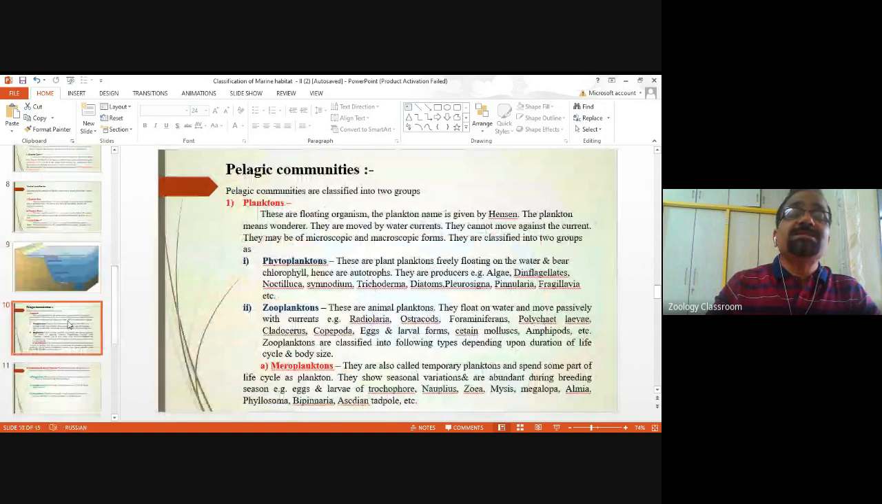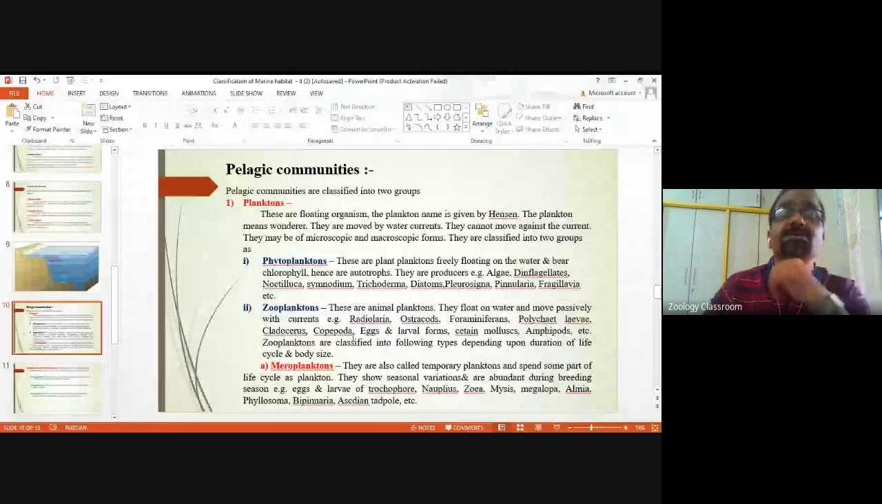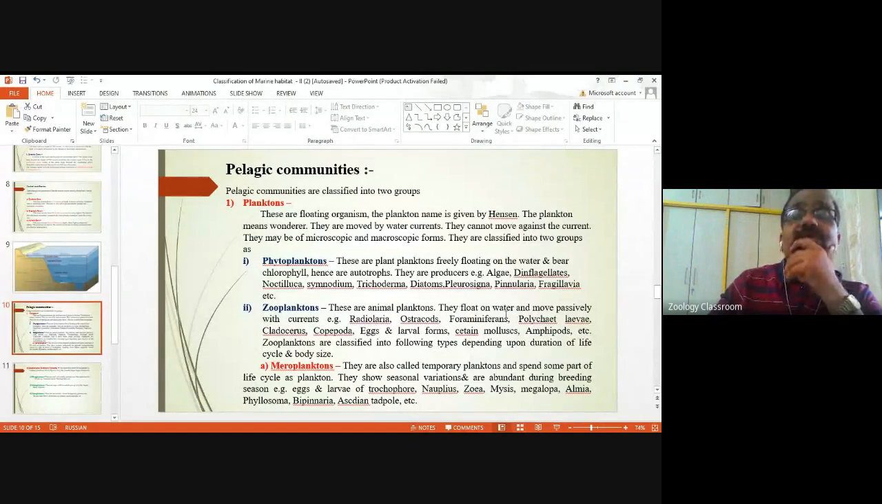Now these pelagic communities, what are the organisms which are found in this pelagic region or pelagic zone? The pelagic communities are classified into two groups: one is the planktons and another is the nektons. Now, what are these planktons?